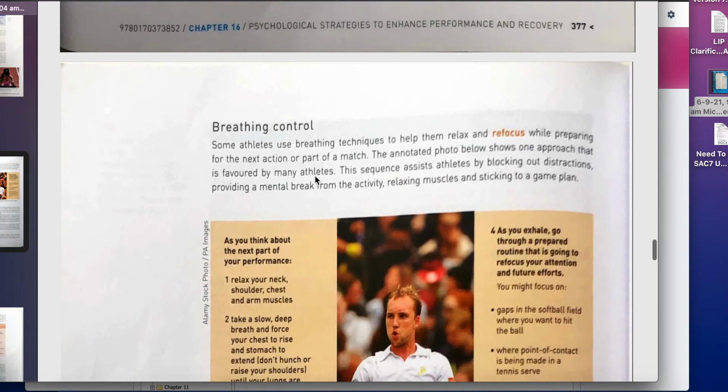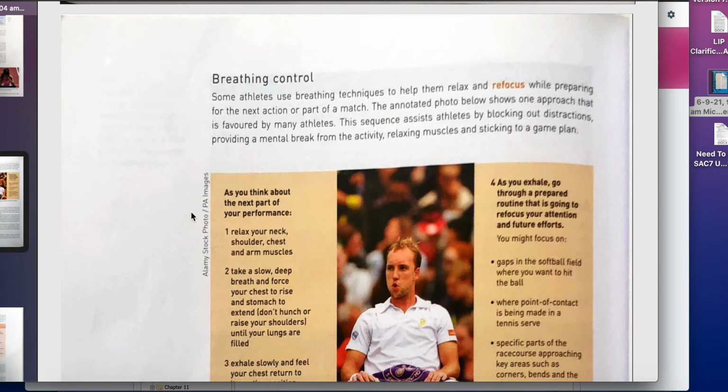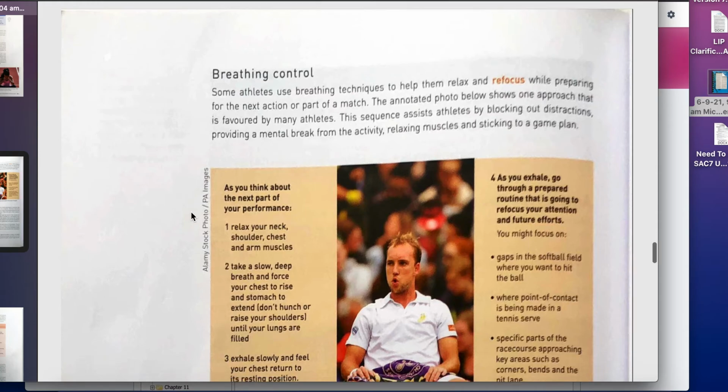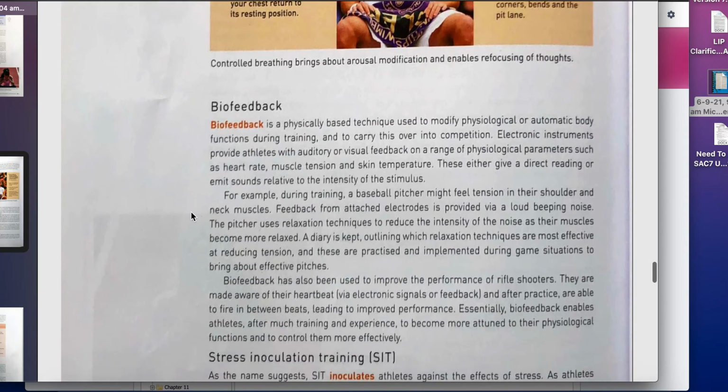Then we've got breathing control, okay? This is where obviously if we're overly excited, we can actually refocus, take control of our breathing, block out any distractions, and take some really slow and controlled breaths and actually bring our heart rate back down as well.